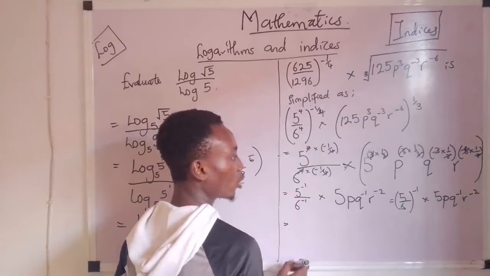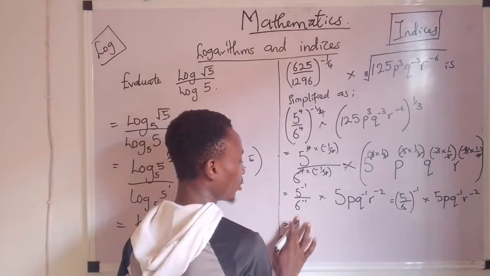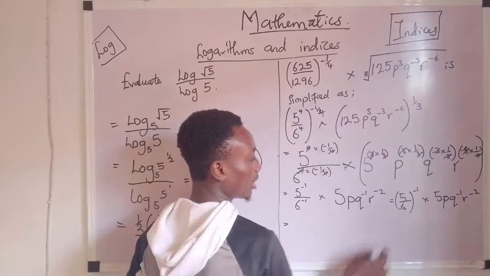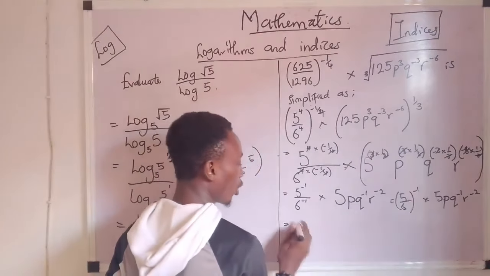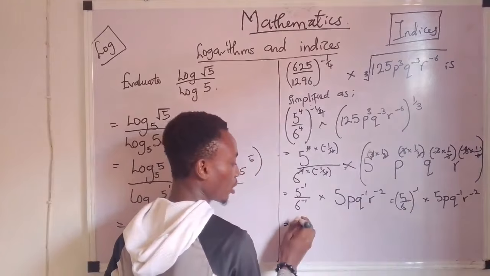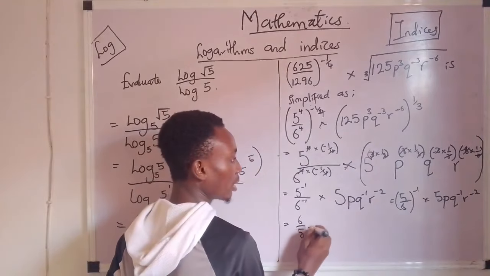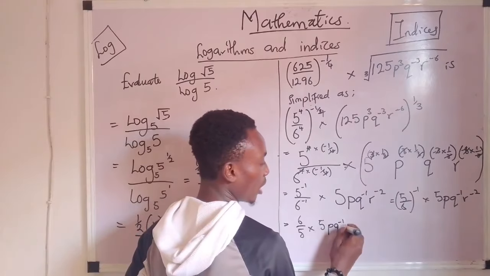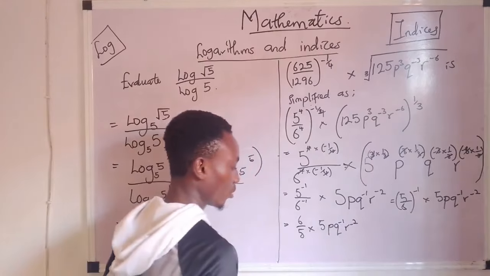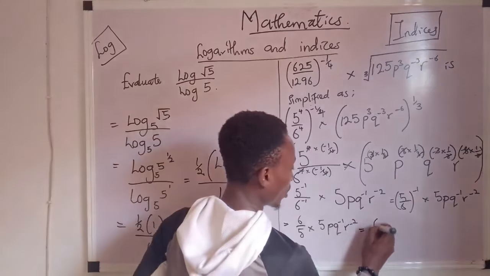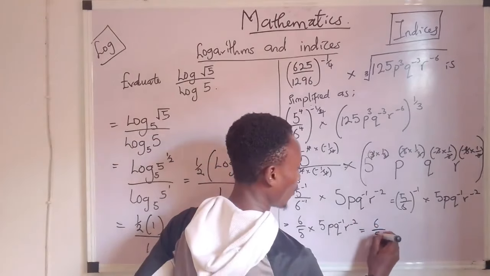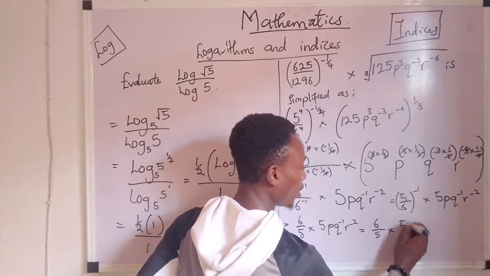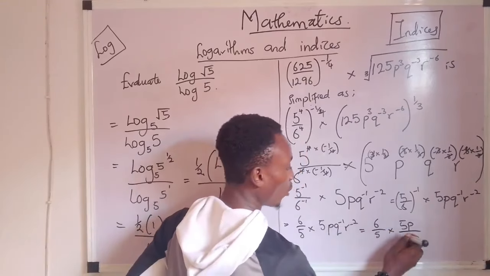Now this is actually equal to 1 over this. Now the reciprocal of this will give us 6 over 5 times 5p, q raised to power minus 1, r raised to power minus 2. This is 6 over 5 times 5p. Now 2 raised to power minus 1 is what?